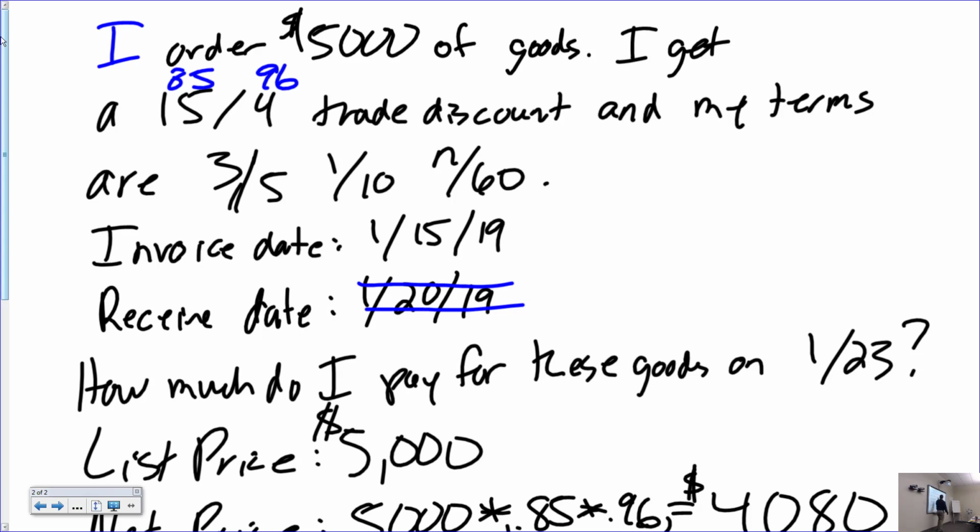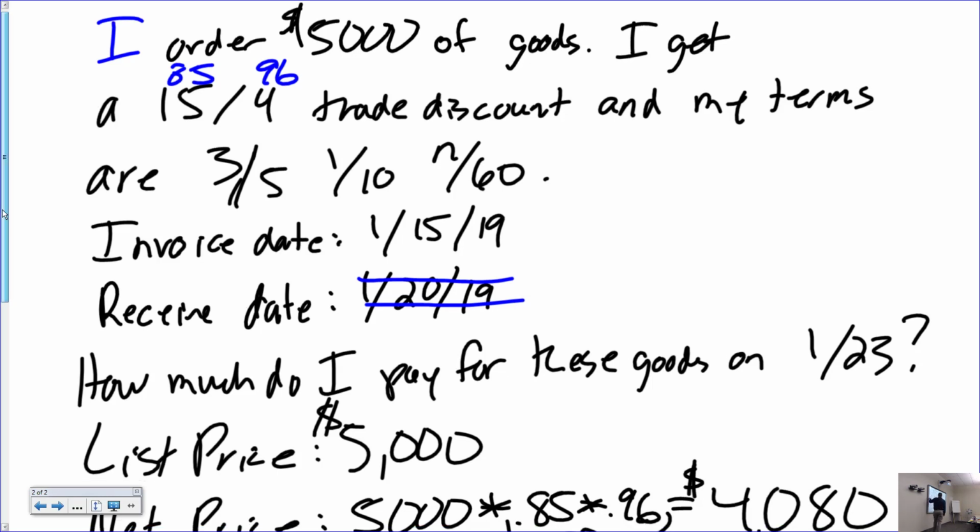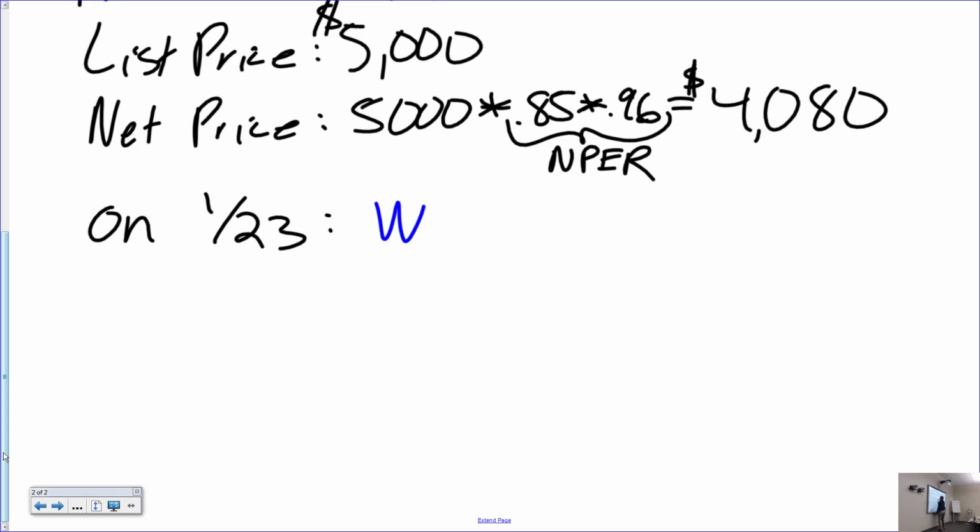Because from the 15th to the 23rd, that's 8 days. Therefore, the 3% discount window has closed. And again, there's a very standard term that you will hear, calling them discount windows. They open and close in certain amounts of time. This 3% window is open for 5 days. It's closed now, but because there's another term, we have a 1% discount until the 10th day. That window is still open. We're getting a 1% discount.